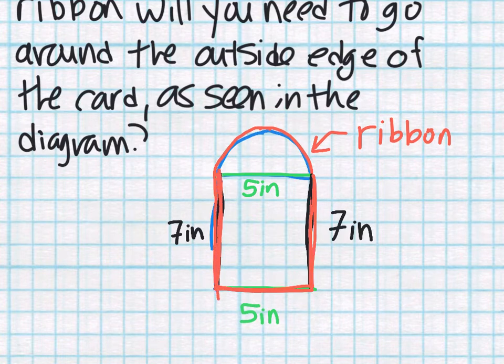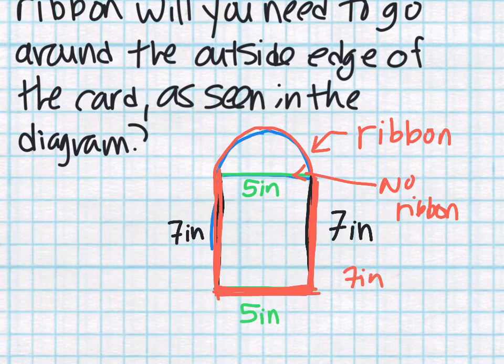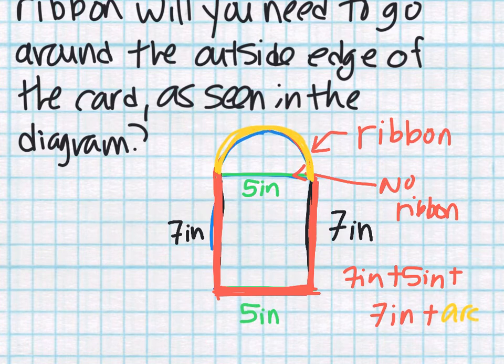So I have 3 sides of the rectangle because I'm not putting ribbon here. No ribbon through the middle, but I'm putting ribbon on the outside edges. So I've got this 7-inch piece. This is a 5-inch piece. This is another 7-inch piece of ribbon. Plus this piece right here at the top. Plus the arc. So if I can figure out the length of the ribbon that goes on this arc, then I can add these 4 things together and I'll have the length of ribbon.